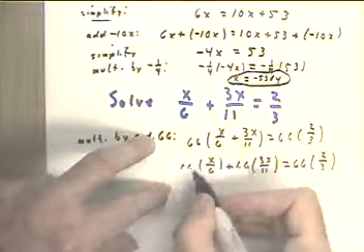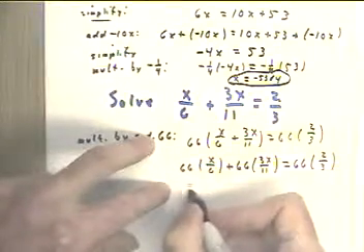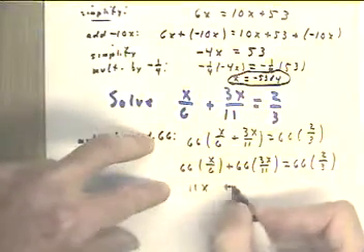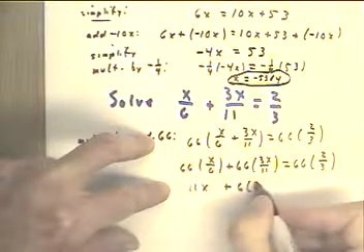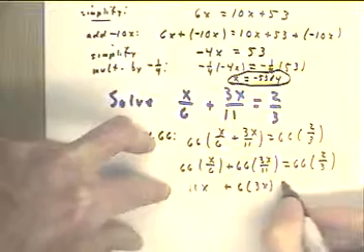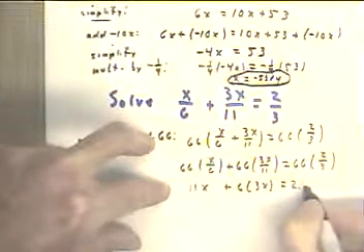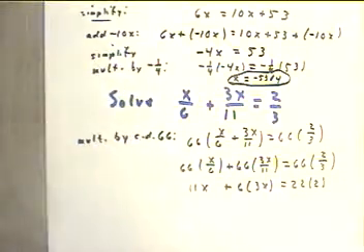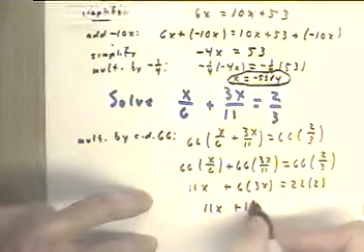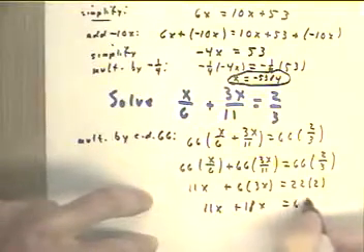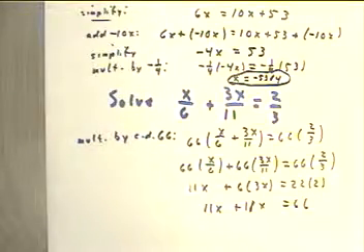And then 66 divided by 6 is 11, so we've got 11x. 66 divided by 11 is 6, so we have 6 times 3x. And 66 divided by 3 is 22, so we have 22 times 2, which finally gives us 11x plus 18x equals 66. Now that's going to be very easy to solve.